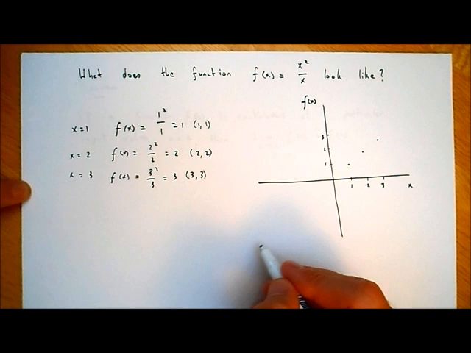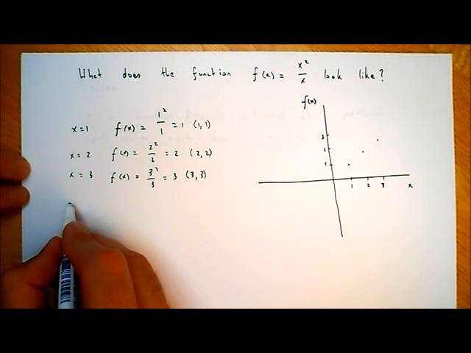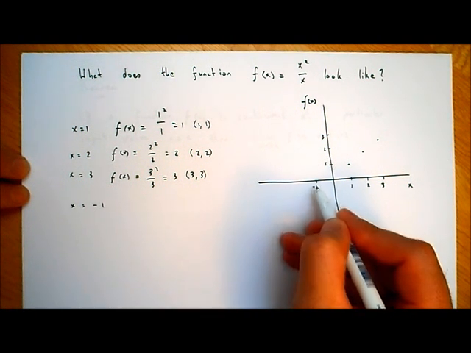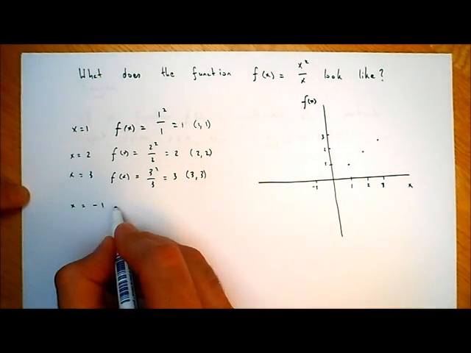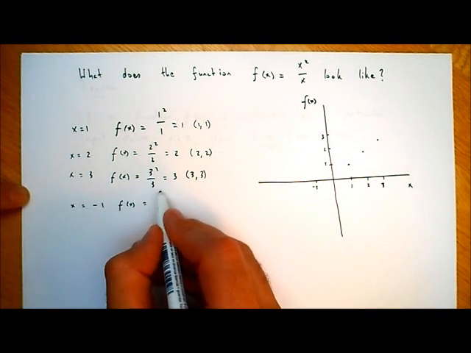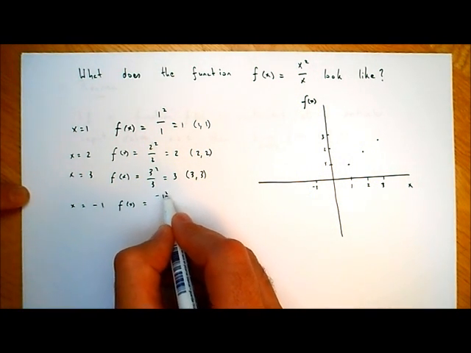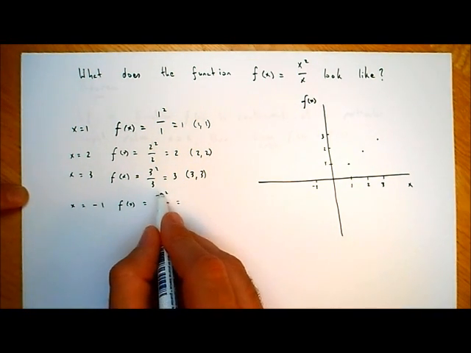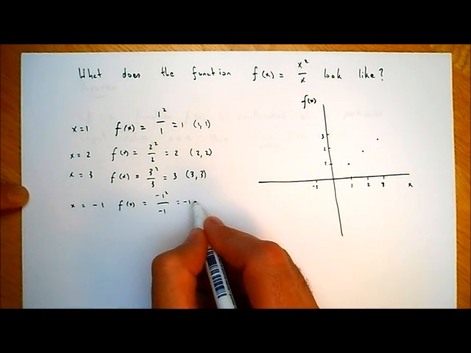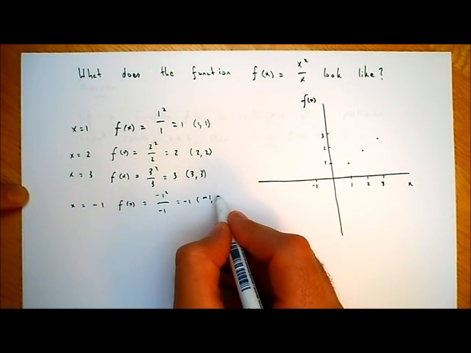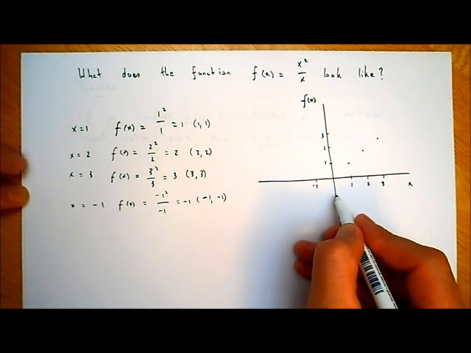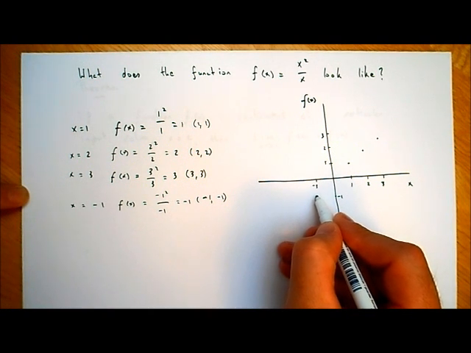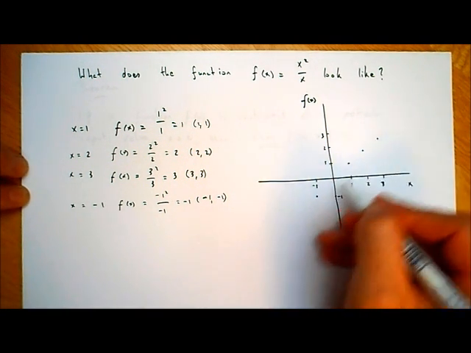And let's fill in a few negative numbers. Let's fill in when x is equal to -1. So -1 would be out here. When x is -1, f of x would be -1 squared all over -1. So -1 squared is 1, 1 divided by -1 gives us -1. So the point (-1, -1) is on the graph. Here's -1, it would be just down here. You can see there the points are forming a straight line.